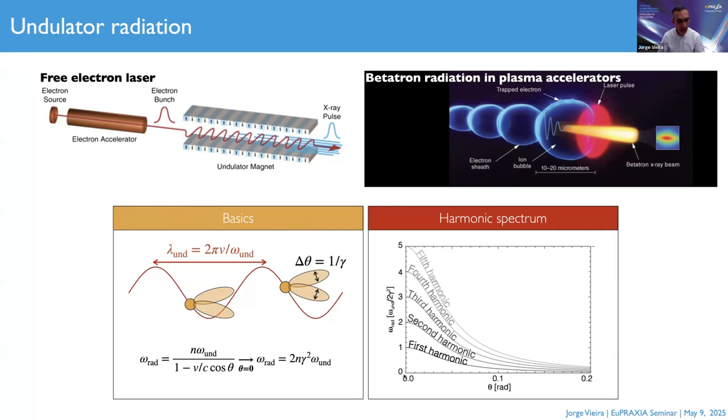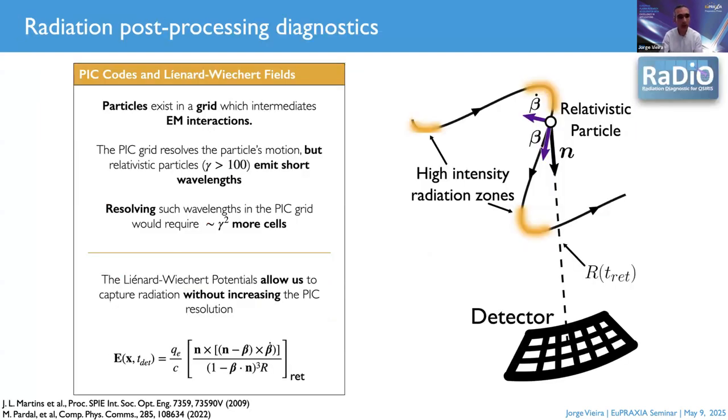On the horizontal axis, we see the emission angle and the different harmonics. So essentially, we see that the frequency drops as we move away from the direction of propagation of the electrons. These are some of the basics of undulator radiation, which is crucial to understand Betatron radiation in plasma accelerators, or undulator radiation in free electron lasers.